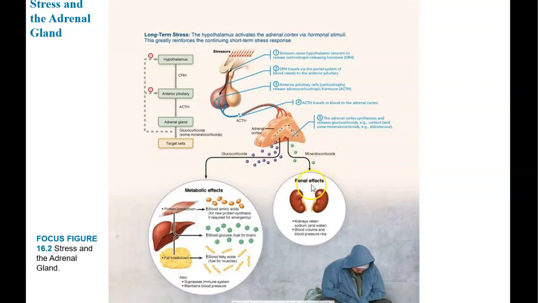The mineralocorticoids are going to affect the kidneys because it's going to cause the kidneys to retain sodium. And because water follows sodium, it's going to increase the blood volume and also increase blood pressure. For metabolic effects, that increases the amino acids in the blood. It increases the blood glucose levels, causes the breakdown of fat, but that comes at the cost of suppressing the immune system.